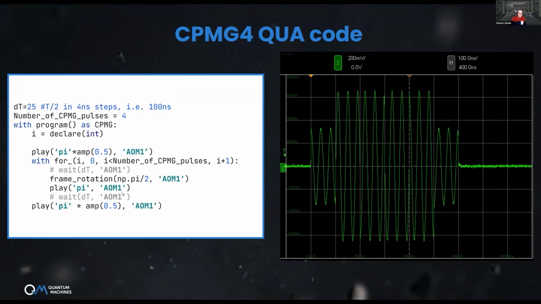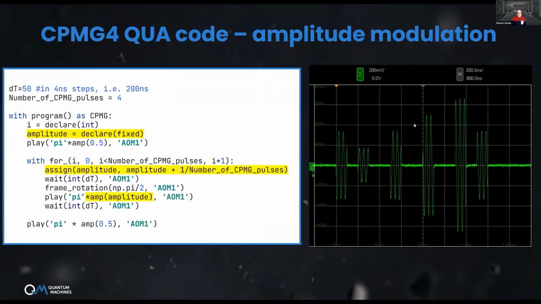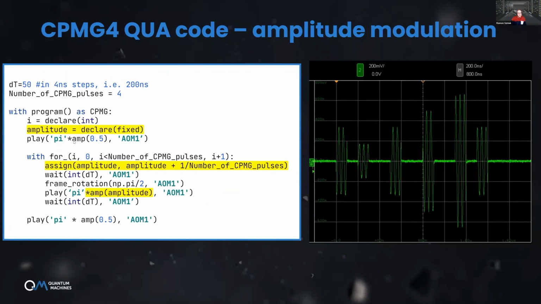Just to scale. You can scan parameters. This now stops being a CPMG, right? I'm declaring a new variable here, calling it amplitude, and on every iteration of this CPMG, I'm increasing the amplitude by 1 over the number of CPMG pulses, just to create this effect. And then when I'm playing this pulse, I'm multiplying it by this amplitude scaling. So it generates these things.